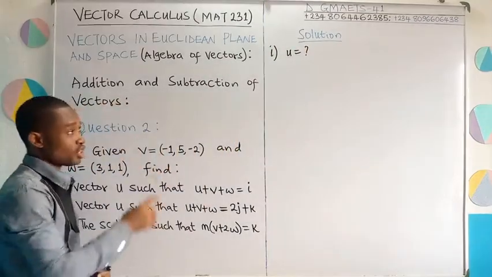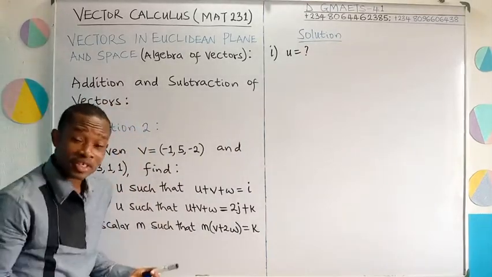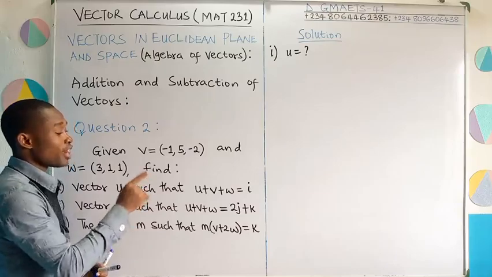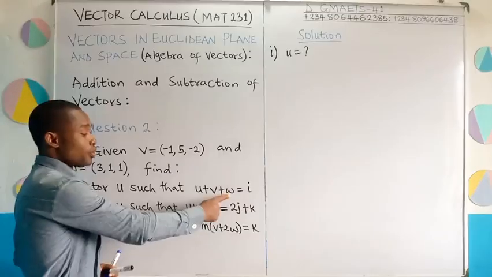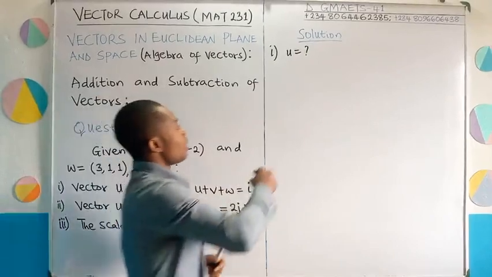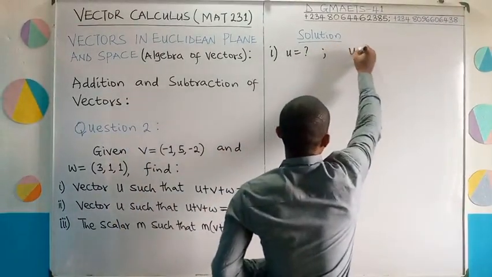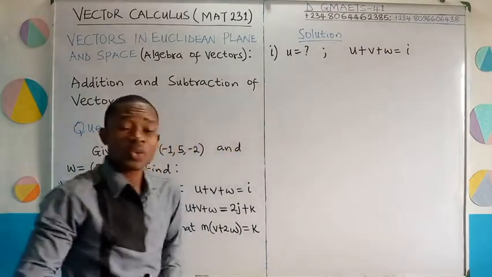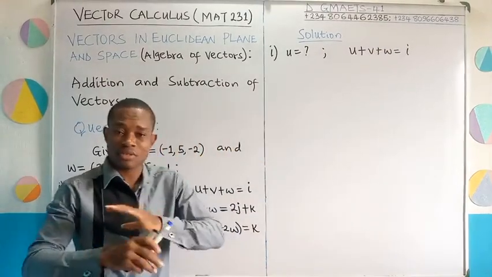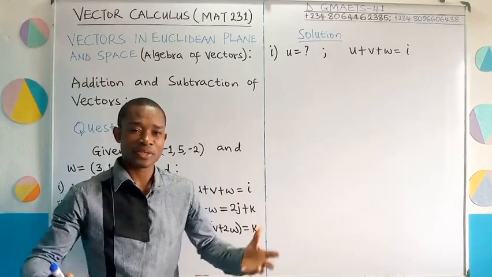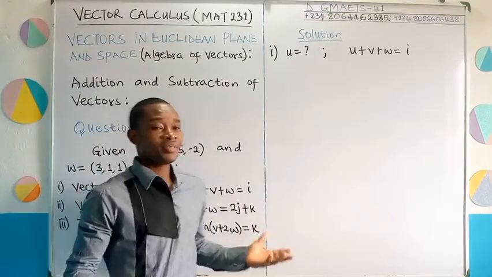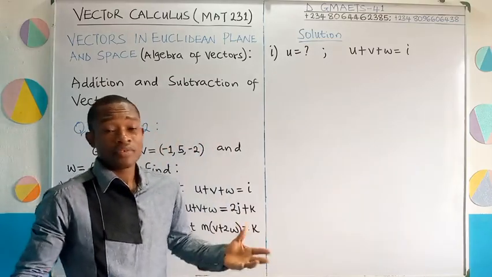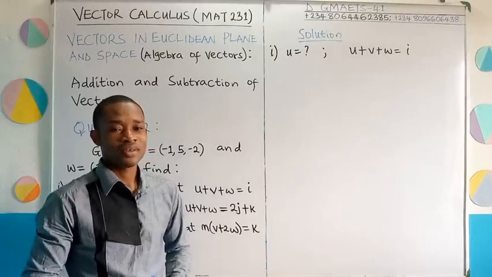But we're given a condition under which we are to find vector u. That's the interesting thing about this i part of question 2. The condition under which we are to find u is that u plus v plus w is equal to what? i. Alright, so we know that u plus v plus w is equal to i. So all I have to do, like we said, addition and subtraction of vectors generally follow Euclidean principles. Simple geometric rules. So you can refer to it as algebra laws.